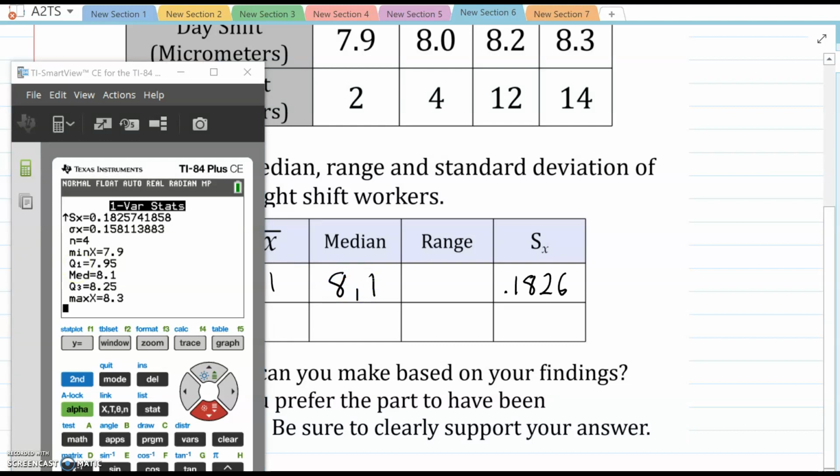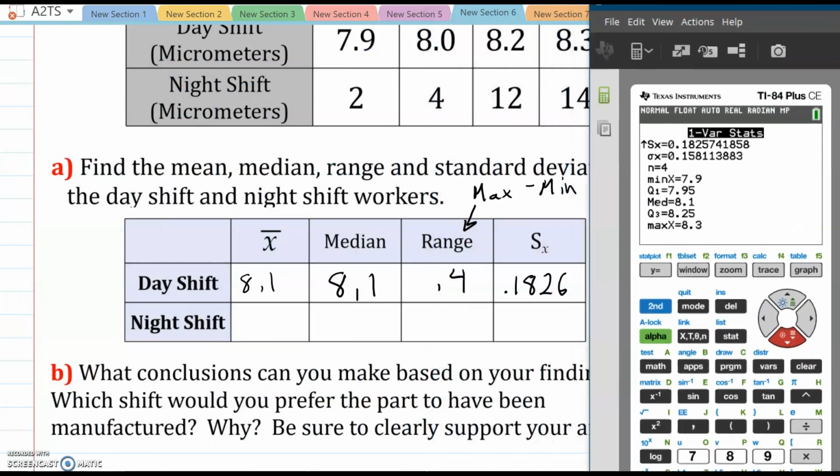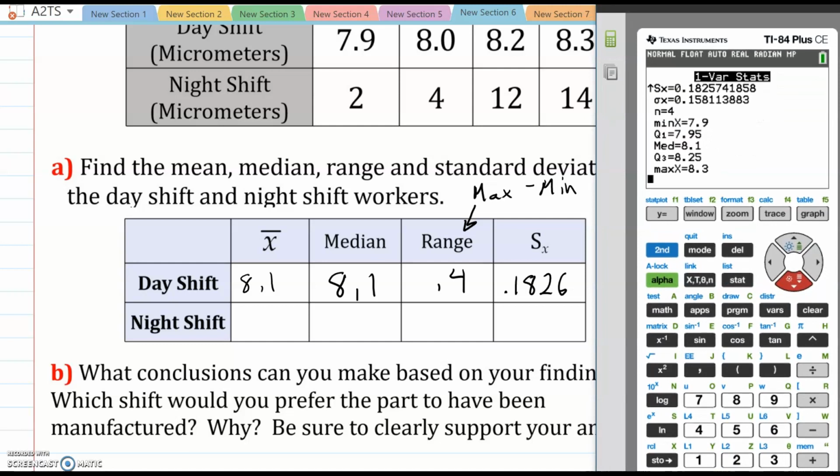And my range, well, I have to go back to stuff we learned last week. What is my range? My range is going to be my max minus my min, which is going to get me 0.4. Okay, got my information for the day shift. Let's enter my information for my night shift and see if I have any differences.